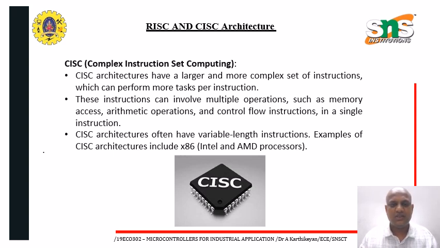So the RISC may be a single operation, but in the CISC we are able to do multiple operations, such as memory access, arithmetic operations, and control instructions, and so on. And the CISC architecture often has variable-length instructions. For example, the CISC architecture includes the Intel processor and the AMD processor.